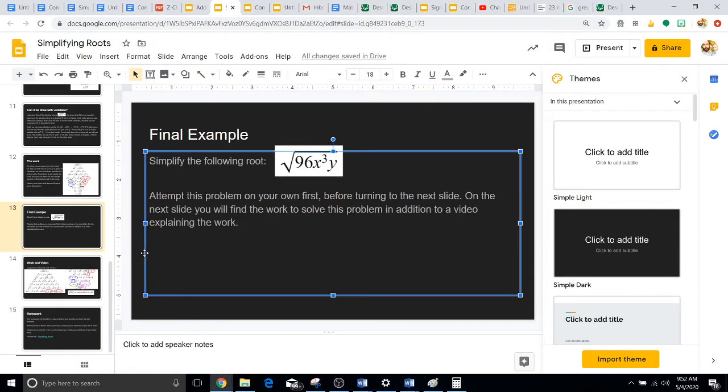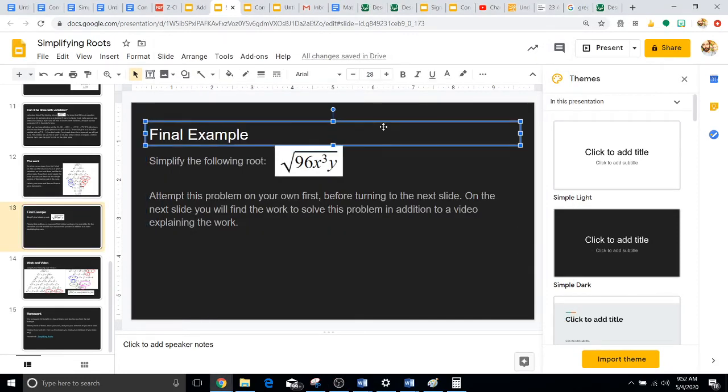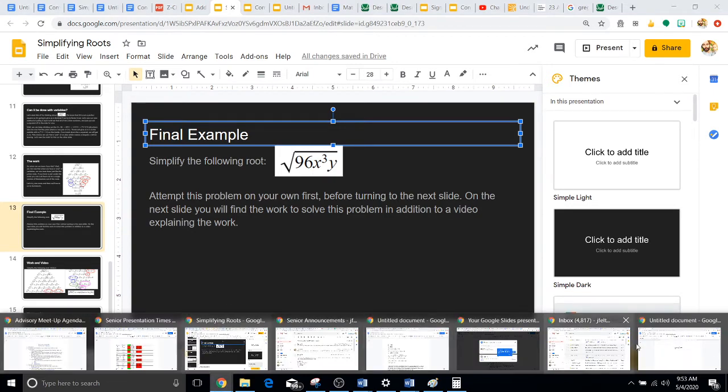Okay guys, we're going to go over this final example from simplifying roots, and we're going to simplify the following square root problem. As you can see, it is the square root of 96x cubed times y. Just like we did before, we're going to break this thing apart piece by piece until we have no more pieces to break apart.